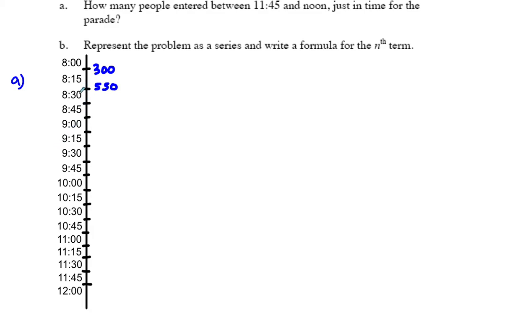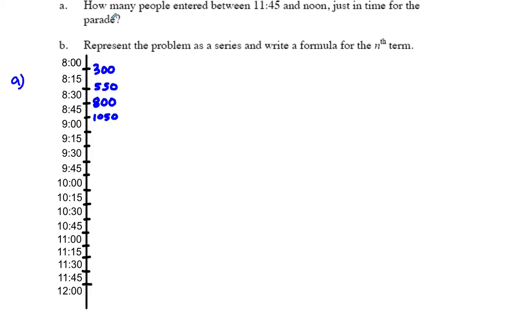During the next 15-minute segment, from 8:30 to 8:45, there's going to be 250 people more than 550 coming in. So we've got the 550 from the previous 15 minutes, plus the increase of 250 people, which gives us 800 people coming in during that 15 minutes. There are more and more people entering in every 15-minute segment. Again, in the next one, 1,050 people would enter the park.